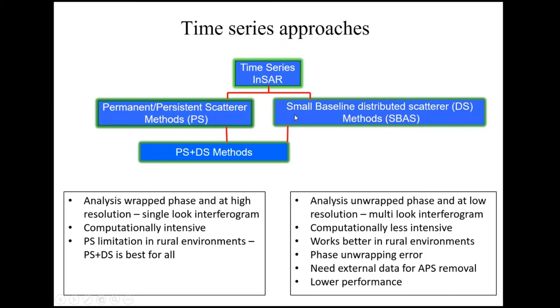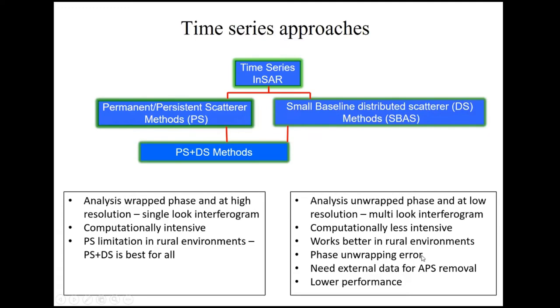And for the SPAS small baseline method, everything should be done in the unwrapped phase. In this case, the implementation is very quick and very easy. And because they do multi-looking, they can have better performance in non-urban scenarios, like outside the city. Because they do the multi-looking first and then start from the unwrapping, whenever they have an unwrapping error, it can contribute to the final products.